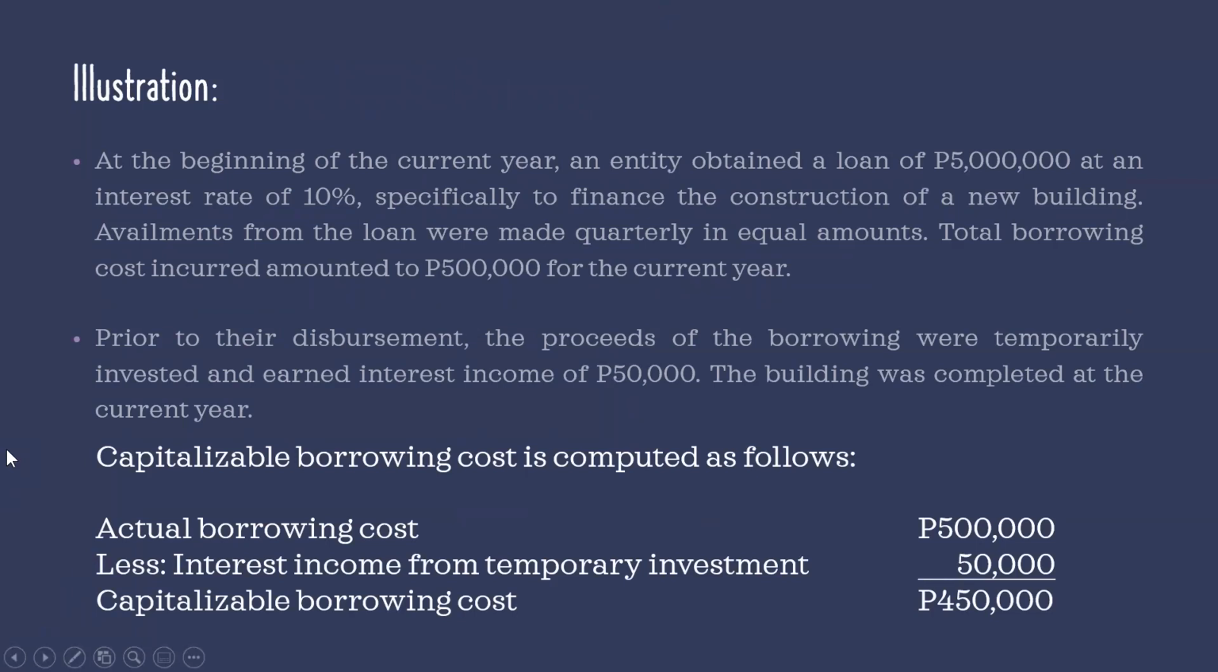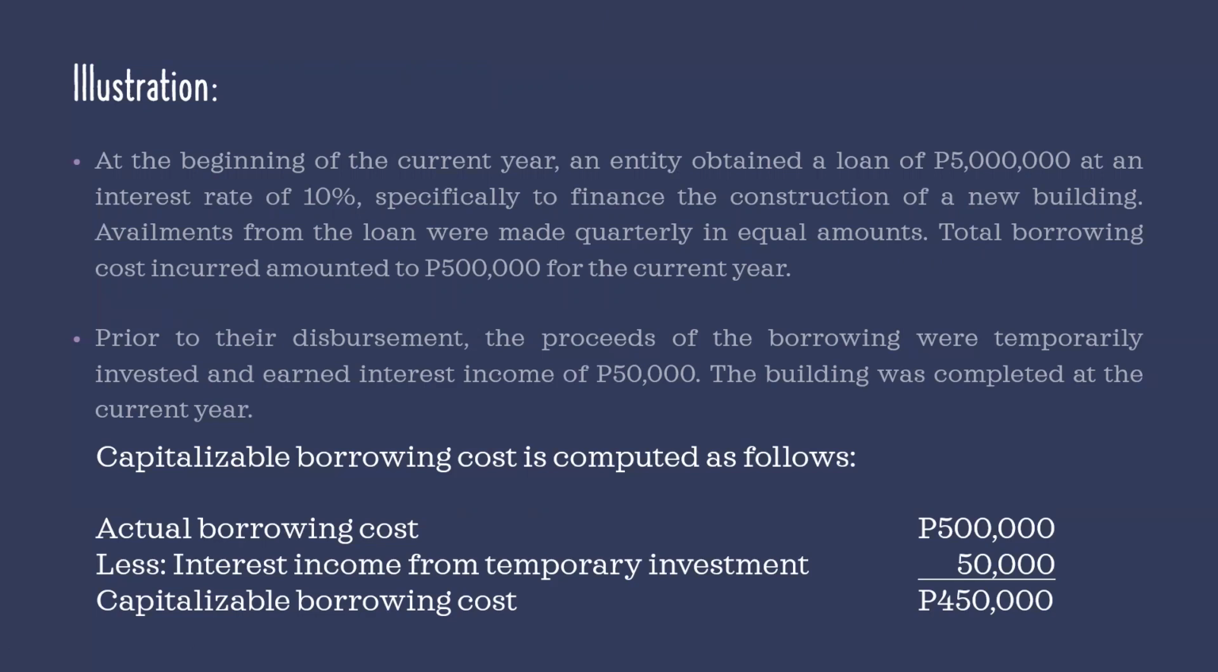So we have here an illustration. At the beginning of the current year, an entity obtained a loan of 5 million at an interest rate of 10%, specifically to finance the construction of a new building. Availments from the loan were made quarterly in equal amounts. Total borrowing costs incurred amounted to 500,000 for the current year. Prior to their disbursement, the proceeds of the borrowing were temporarily invested and earned interest income of 50,000. The building was completed in the current year.